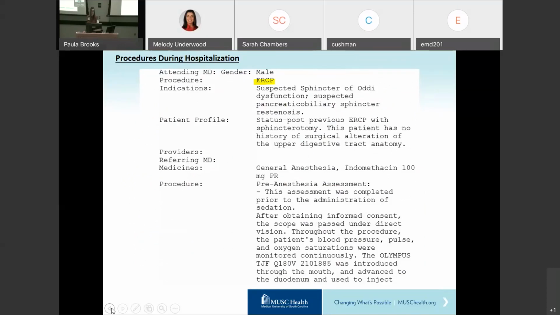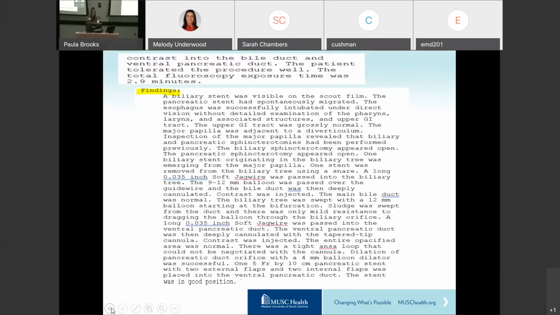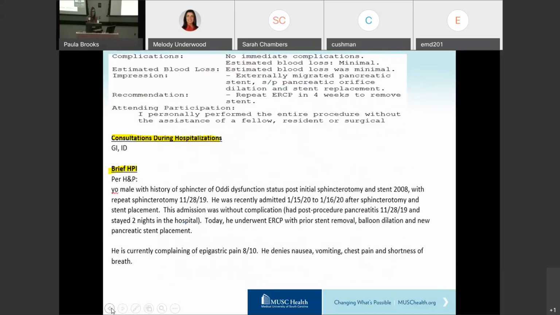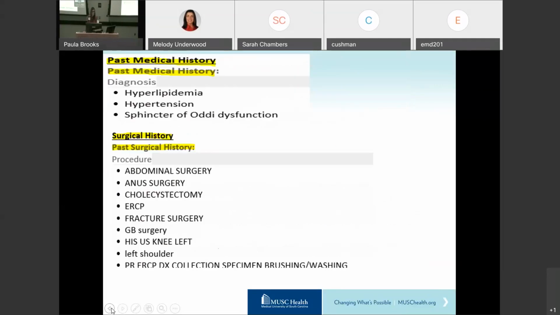So we're going to move on to another note. We have procedures during our hospitalization. We have that there is an ERCP done, and the findings of the ERCP. We have consultations, that during this hospitalization, GI and ID were consulted. We have a brief HPI. We have a past medical history.